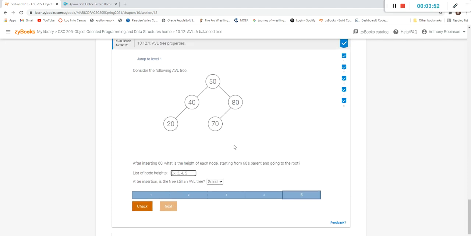Okay, and for the last part of this challenge activity, it's asking what will the node heights be, starting from 60's parent going to the root, after we insert 60, of course. So looking at this, we'd have to insert 60 as the left node of 70, it's going to look like. So starting from the parent going to the root, it's going to be 1 at 70, 2 at 80, and 3 finally at 50. That's going to be all the heights.